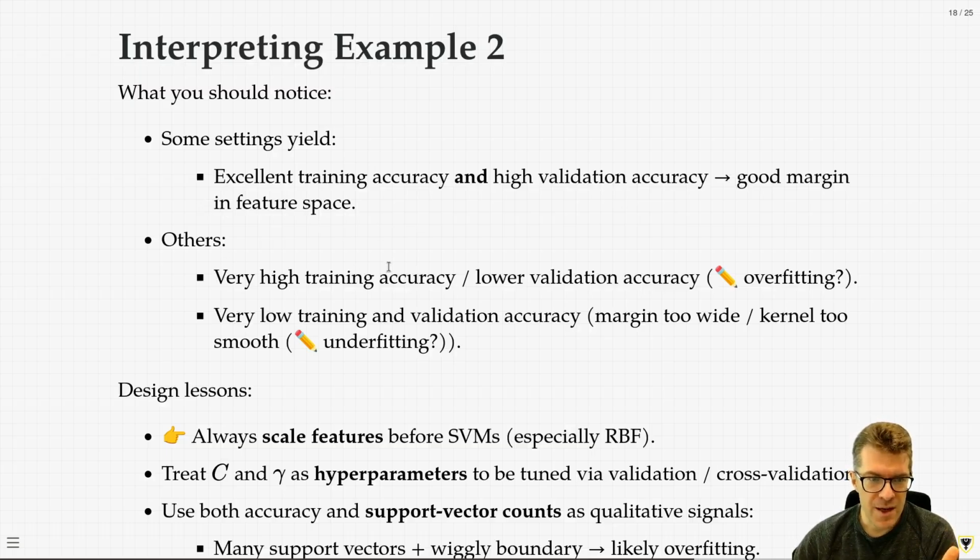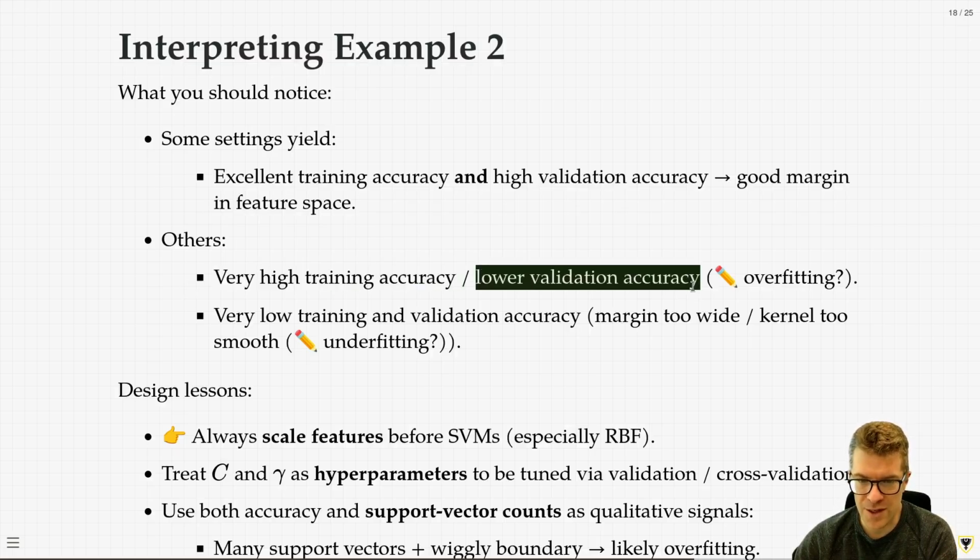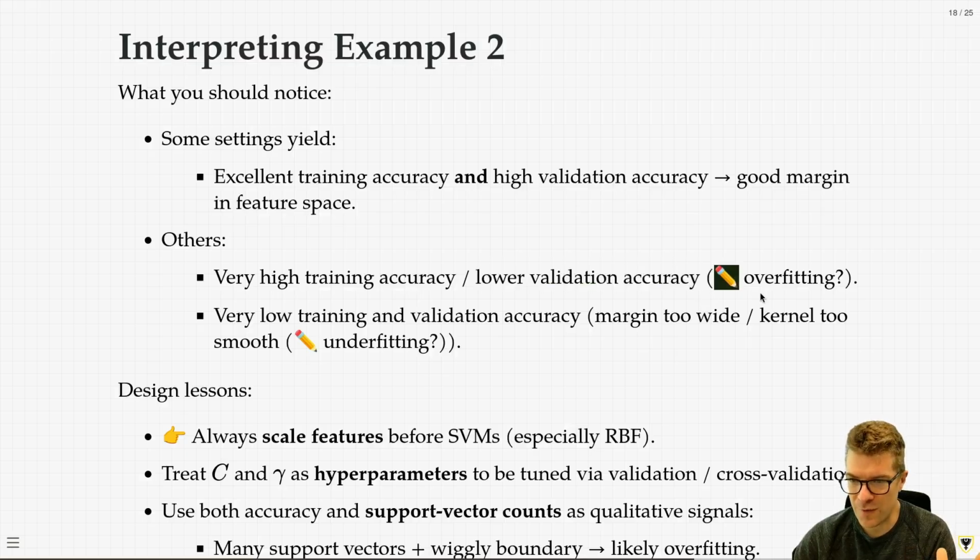Some settings have a very high training accuracy and somewhat lower validation accuracy. I welcome you to go ahead and try to find them yourself and ask yourself if this is an example of overfitting or not. Some examples have very, in quotes, "low" training accuracy and very low validation accuracy. So both training and validation are relatively low.